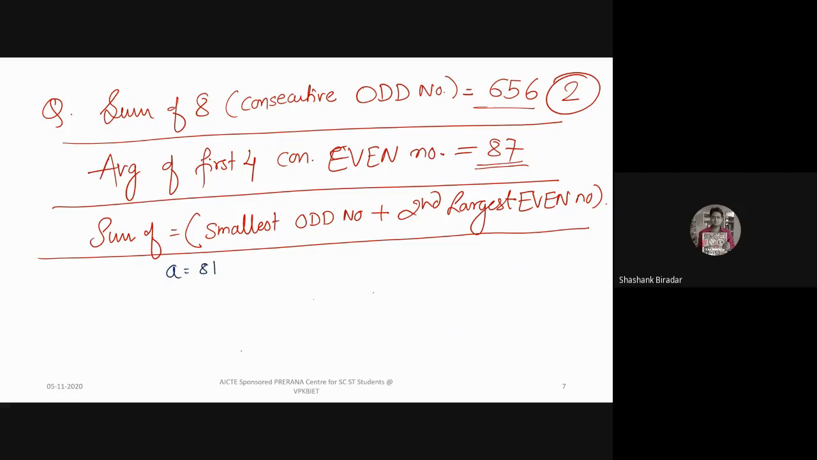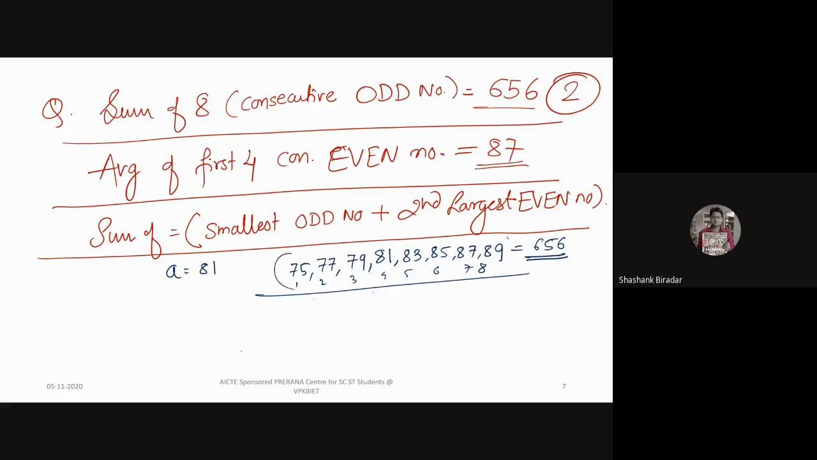So now we can have 81, then 83, 85, then 87 and 89. If you put the value of A in the previous sequence, then 79, then 77 and 75. So 1, 2, 3, 4, 5, 6, 7, 8. You can also compute the addition of all these values, and it gives 656. Once we have got the series, the smallest odd number is 75.